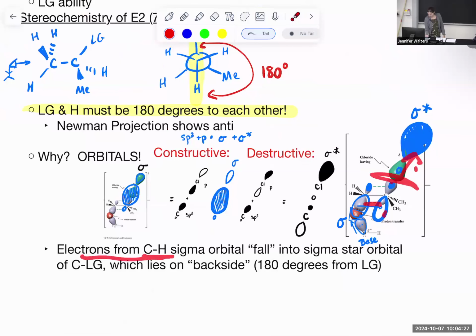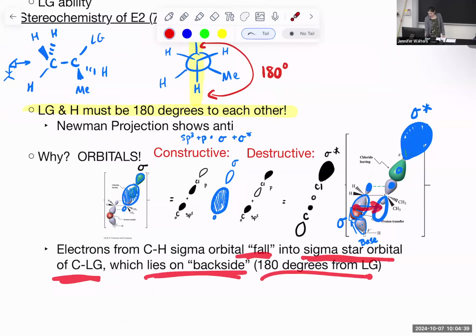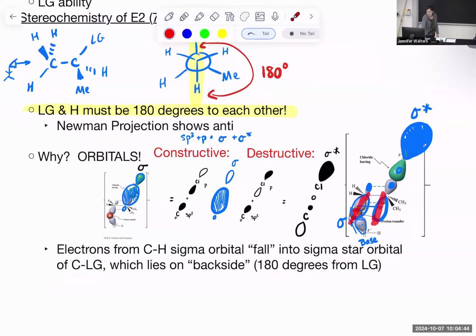So the electrons from that CH sigma orbital are going to move over into the sigma star of that carbon leaving group, where the accessible side is on the back side, 180 degrees from the leaving group. So your hydrogen has to be 180 degrees from your leaving group, because that's where the accessible sigma star is. That's where the accessible part of your sigma star is located, right? So this is the only way to do E2. You must have antiperiplanar. If you do not have antiperiplanar, you do not have E2.